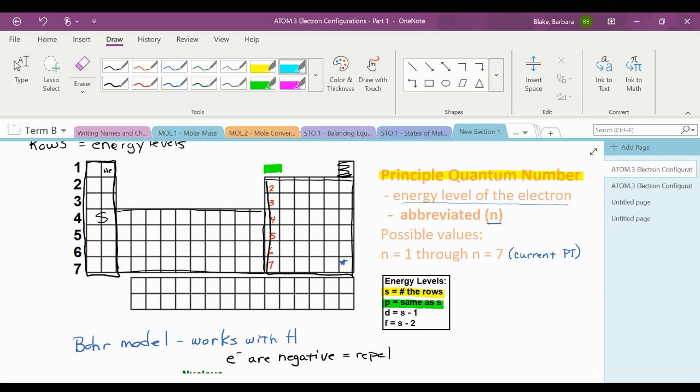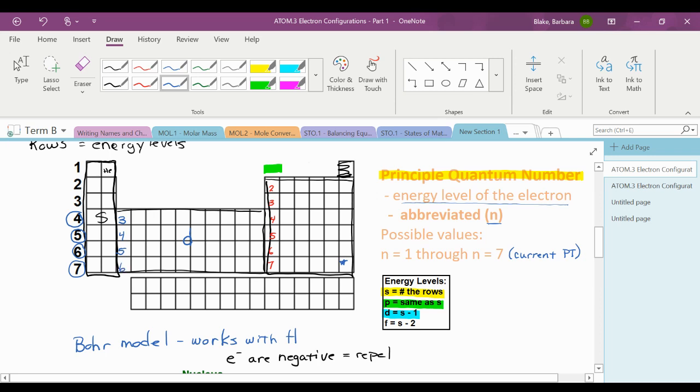Now, d energy levels. D is a bigger orbital. And because D is a bigger orbital and it's out further from the nucleus, its energy level gets changed a little bit. And so my d orbitals are going to be whatever my s is minus 1. So when I am looking at my d orbitals here, my s is going to be 4, and 4 minus 1 gives me 3d. 5 minus 1 is going to give me 4d. 6 minus 1 is going to give me 5d. And 7 minus 1 is going to give me 6d.